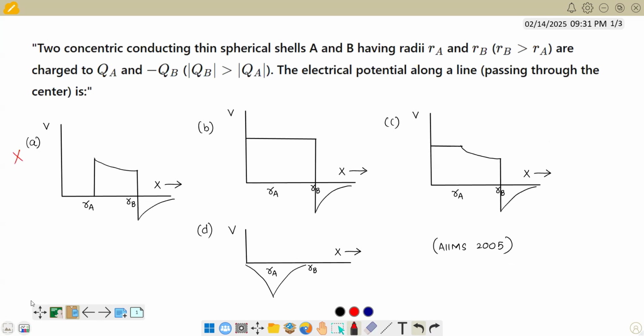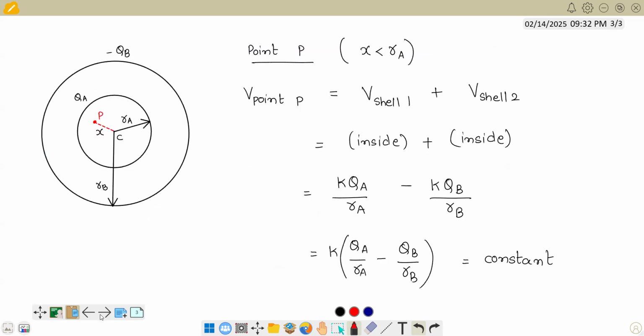So this is wrong. And one more is that here also at x lesser than RA, no constant is given. Okay, because it is continuously decreasing. Here there is nothing. If you notice, x lesser than RA, we got a straight line. Here also x lesser than RA, we got a straight line. So the answer could be one of them. Now let us continue to the next stage for the same problem.